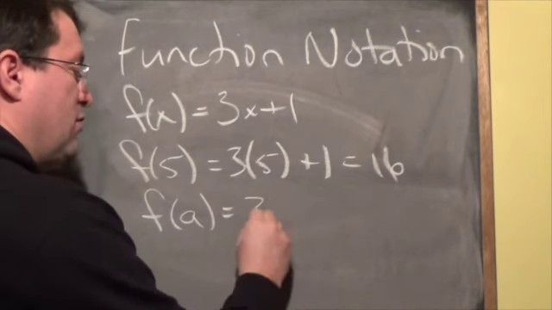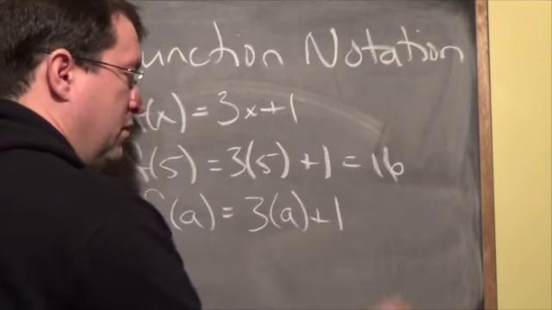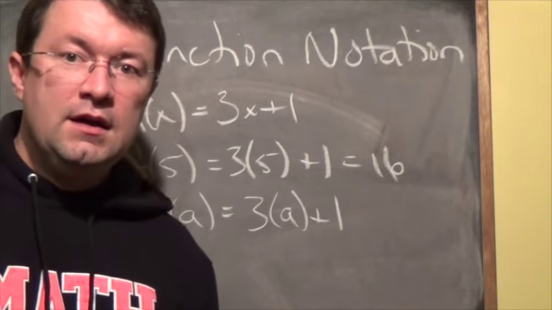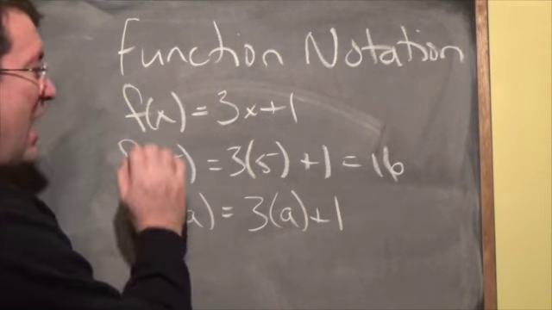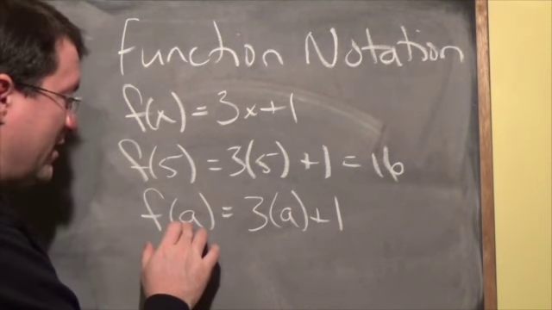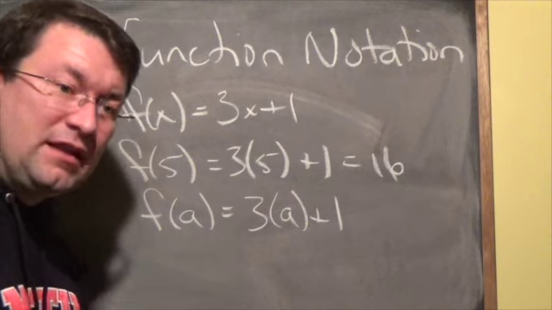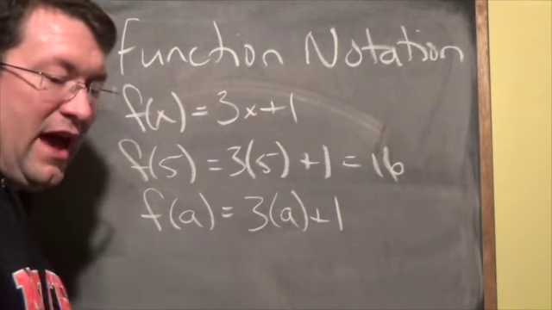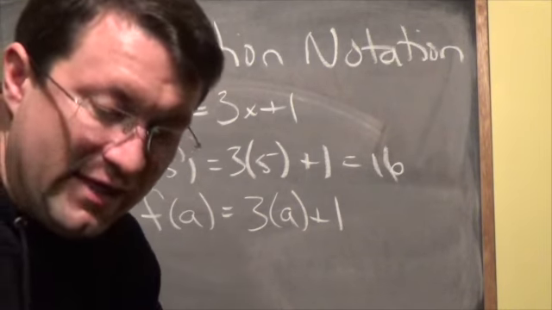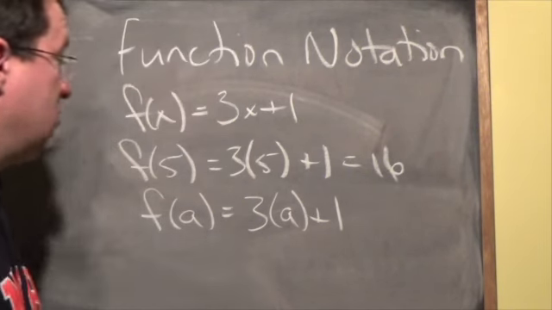So this becomes 3 times a plus 1. Okay, so I hope that makes sense here, that this is not f times x. And when I plug the a here, I see people make this mistake all the time. They'll put an a around where the x is, but they put the x in there as well. And that's not the intention of this notation.